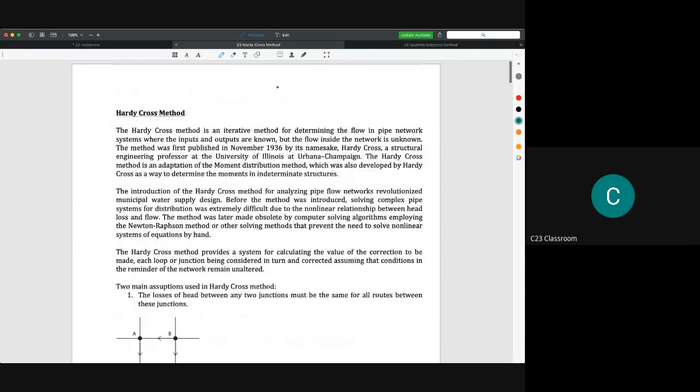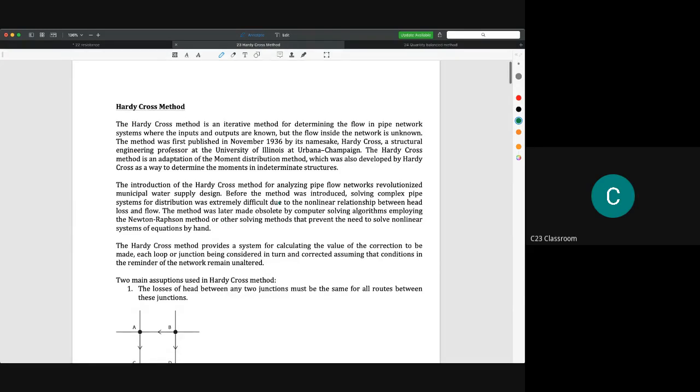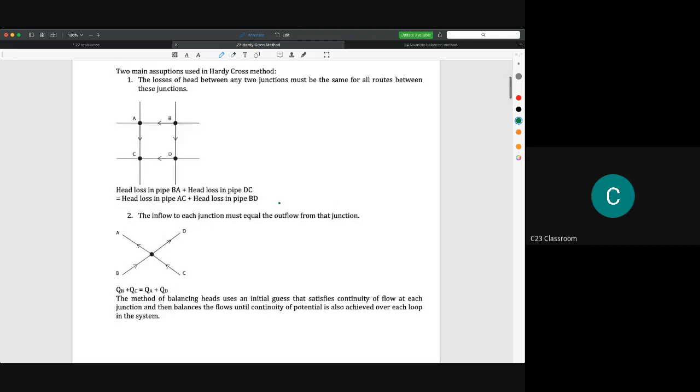So I think I already uploaded these notes too. This is the notes for the Hardy Cross method, so you could read all of this. The idea of the Hardy Cross method is that we want to estimate the flow rate for a pipe network.